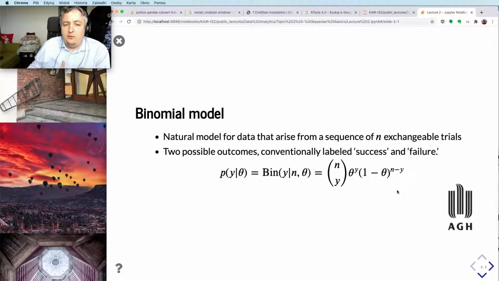So, in case of knowing theta, the probability of y, the number of successes, is given by the formula shown here, which is the probability of, of course, y successes in n trials. It is the binomial coefficient times the probability of success to the power y, times 1 minus the probability of success to the power of the rest of the trials. So it all depends on the number of trials and the probability of success in a single trial.